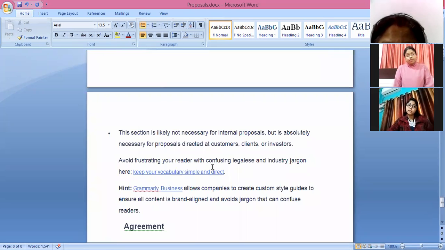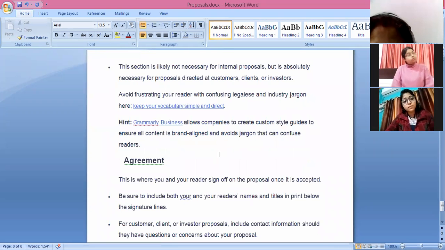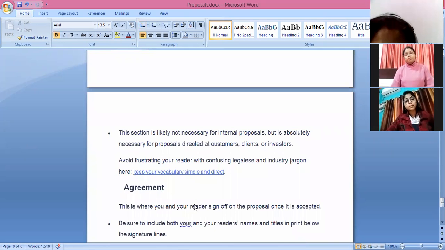Avoid frustrating your reader with confusing legalese and industry jargon here, and keep your vocabulary very direct and simple. Don't add unnecessary terms and conditions, it will only frustrate and confuse the person. So even this you can avoid. Hint: in digital, everything is possible, but keep your vocabulary simple and direct.